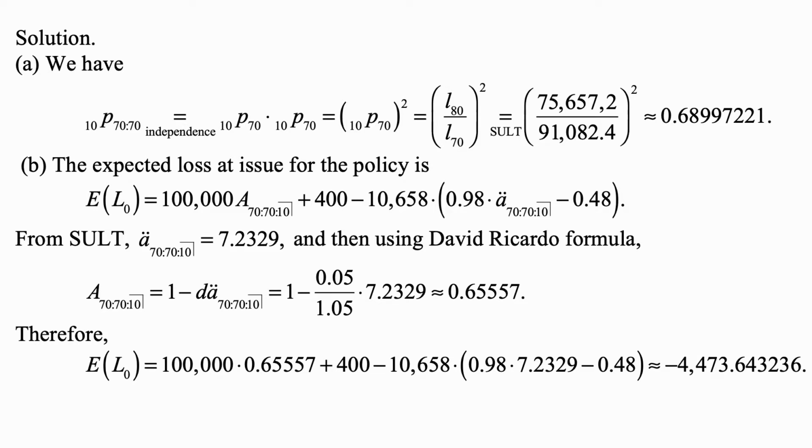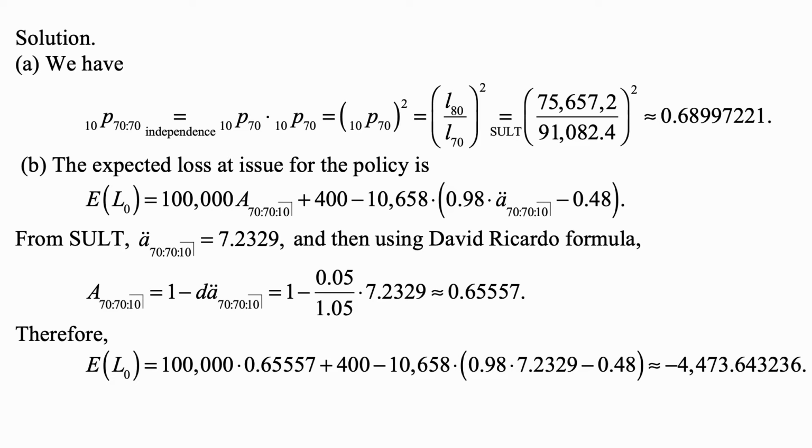So for part A, we have 10p7070, because of independence, equal to 10p70 times 10p70, which is 10p70 squared. The value of 10p70 can be found from the life table. It's L80 over L70, squared. So we look up those numbers L80 and L70, plug them in, and get that probability to be approximately 0.6899722221.